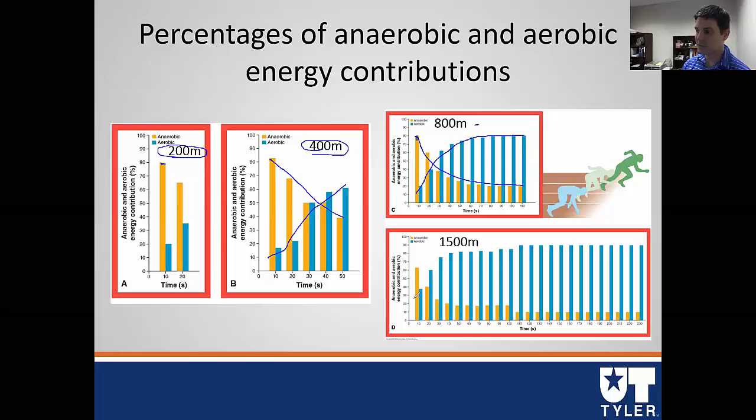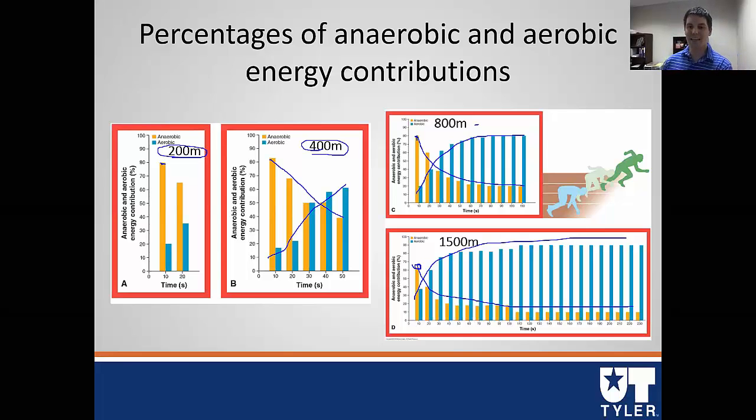In the 1500 meters, again, this is mostly aerobic, so early on you'll see 10 seconds of anaerobic, and then it slowly falls. And again, all of these figures highlight the idea that we're using all systems, both aerobic and anaerobic, at the same time.